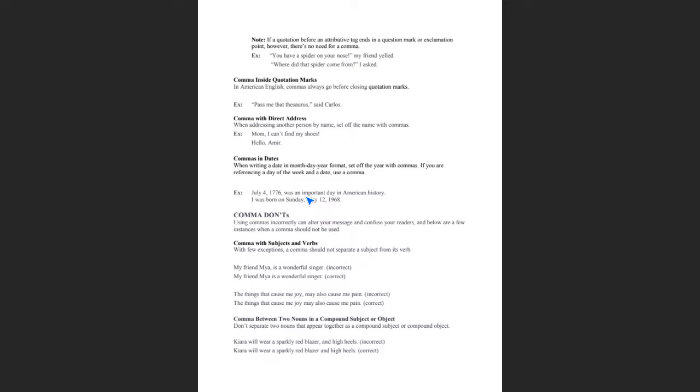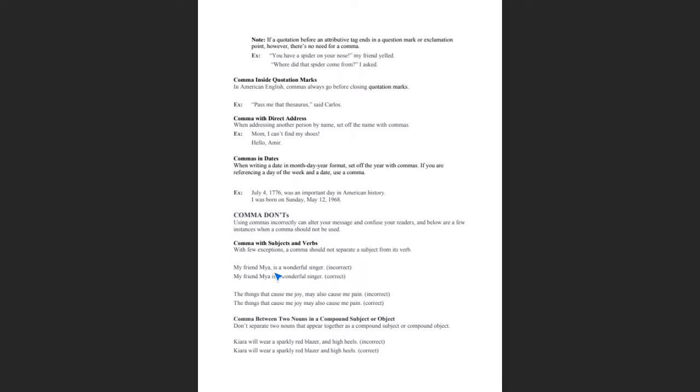Here are some comma don'ts. You don't want to use a comma to separate a subject from its verb. For instance, here, my friend Maya, comma, is a wonderful singer. This comma is unnecessary because Maya is your subject and is a wonderful singer is your verb or your predicate. And so you don't need the comma there. That's unnecessary.